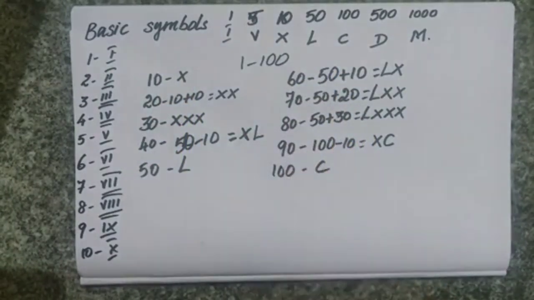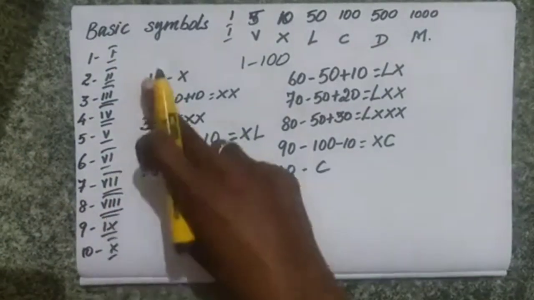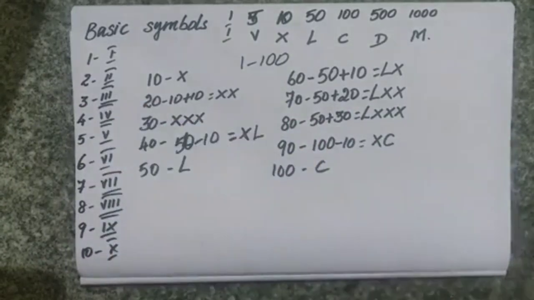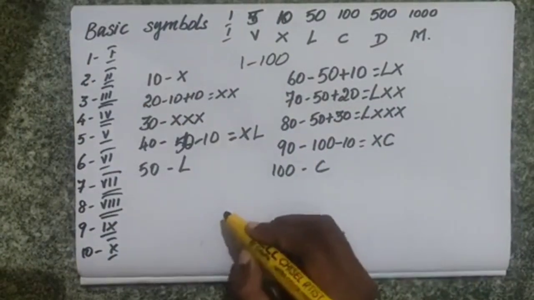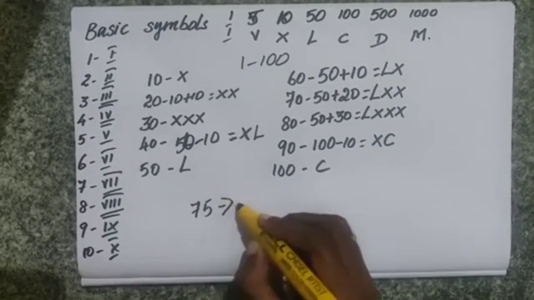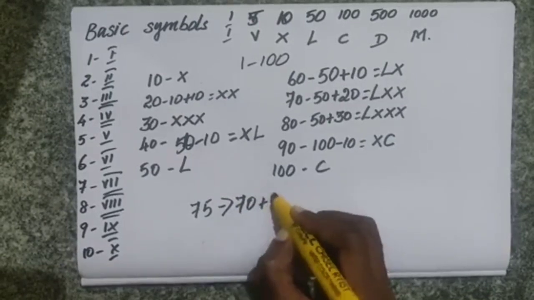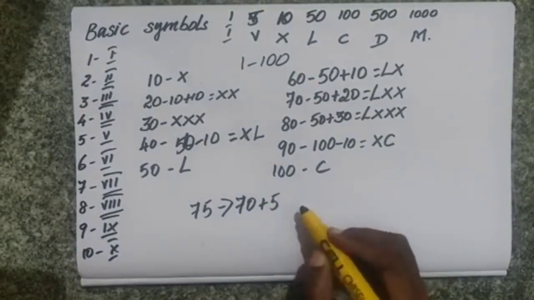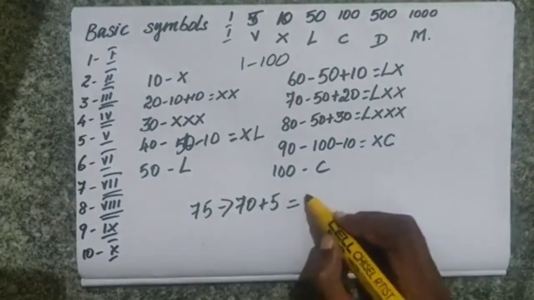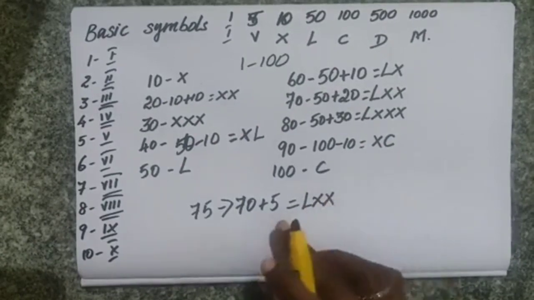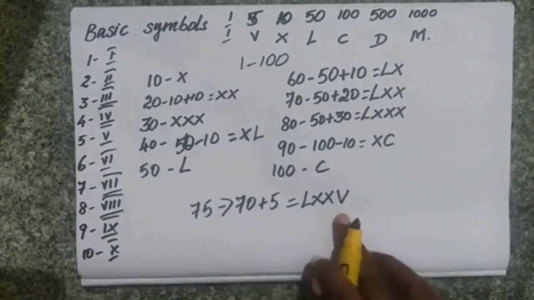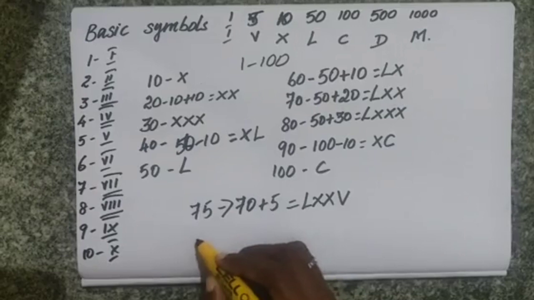90 and 100. So if you know up to 10 and all these multiples of 10 in Roman numerals, then 1 up to 100 is very easy to write. Suppose you are going to write 75. So 75, how can you write? 70 plus 5. You can write 70 plus 5. So 70, what is for 70? We write LXX. So 70 is LXX. And for 5 what is it? V. So this is 75.